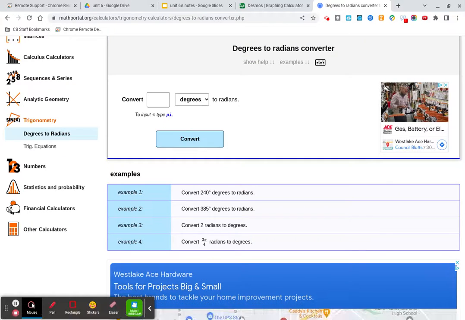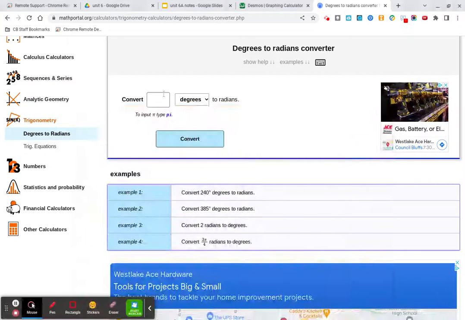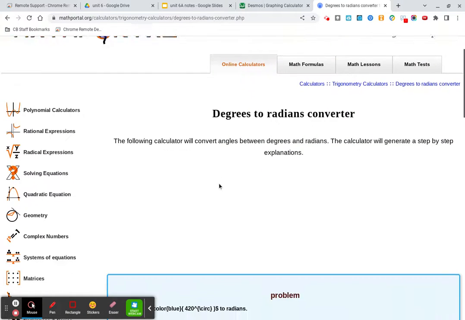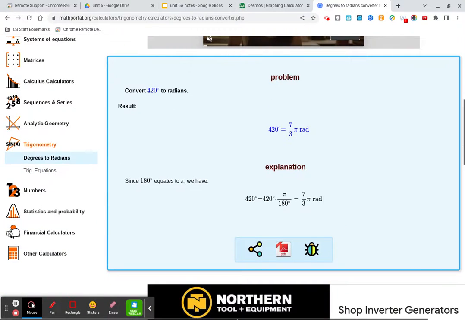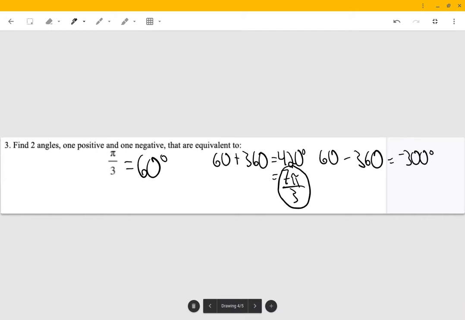Okay. So our first positive angle was 420 degrees. So we want to convert 420 degrees to radians, and we get radians of 7 pi over 3. So this is equivalent to 7 pi over 3 radians. So that's your positive equivalent angle.